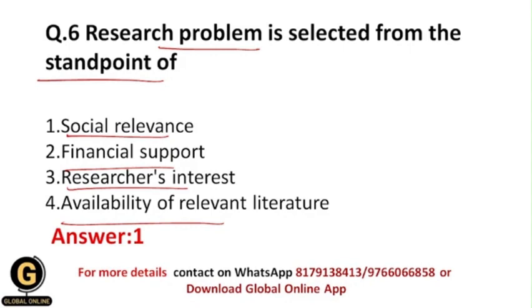Okay, I know researchers' interest is also an important thing, but apart from researchers' interest, the most important thing is social relevance. Okay, so whenever we have a social relevance to the research problem, then the research problem is feasible, and that we have seen in this video earlier. And that's why we should select the research problem through the standpoint of social relevance and not researchers' interest. Okay, so we should give priority to social relevance over the researchers' interest. So the correct answer should be 1.